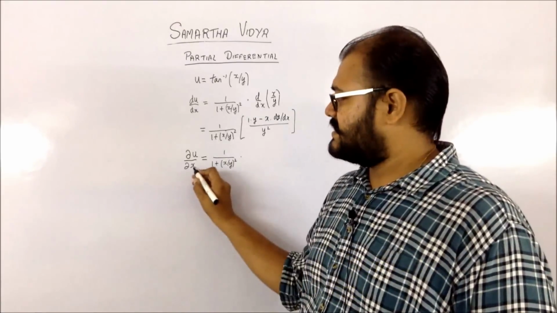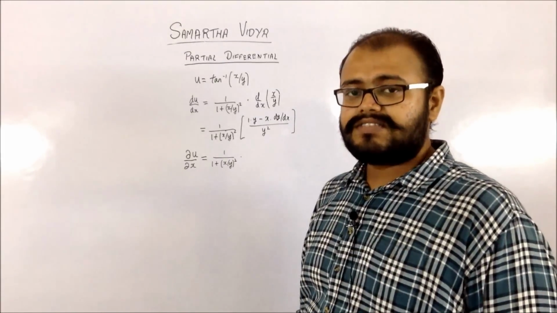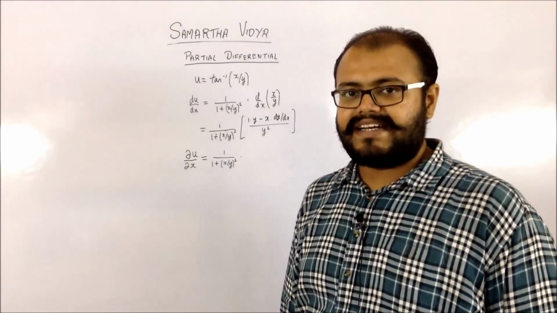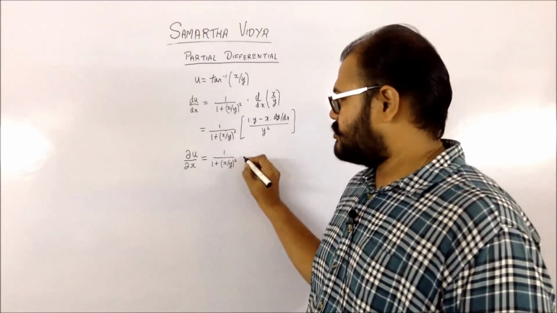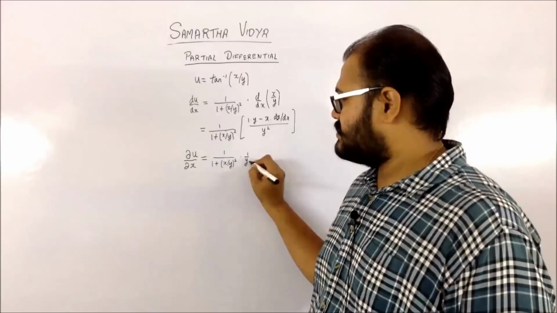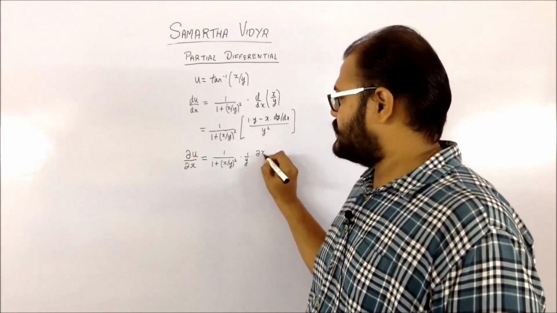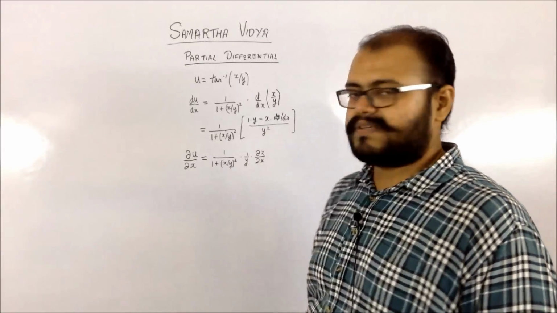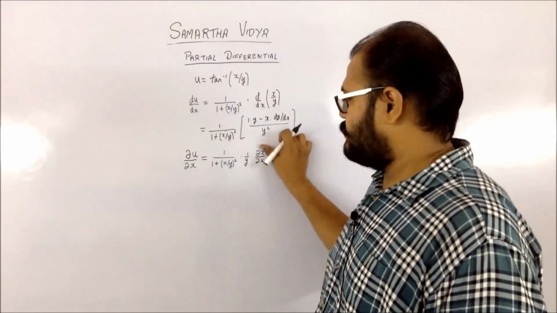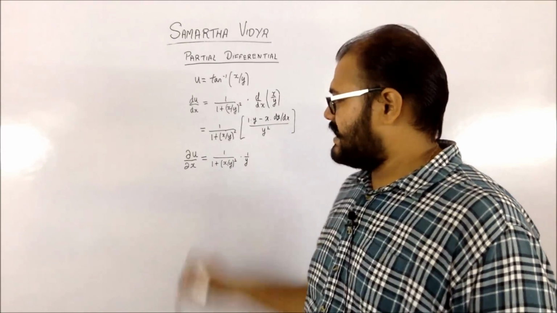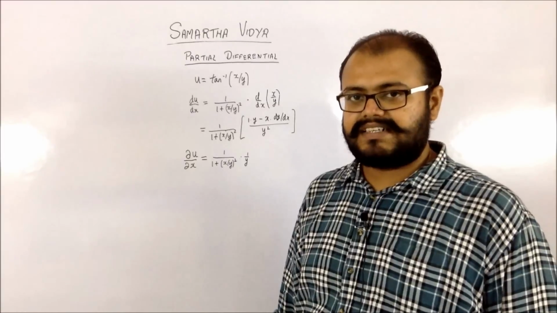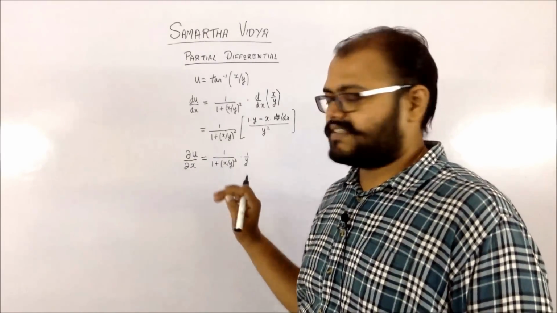Now when you are considering x as the variable, so in that case your y will be treated as constant. So it will be into 1 by y, which is the constant part, into the derivative of x with respect to x, which is basically 1. So this is going to be the answer for your partial derivative of the function with respect to x.